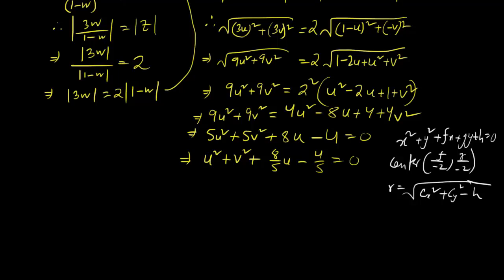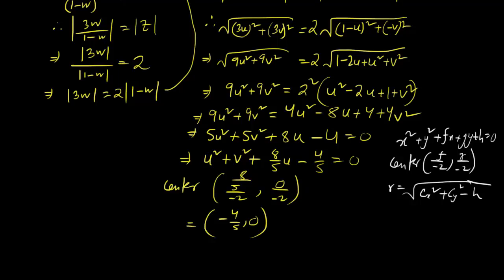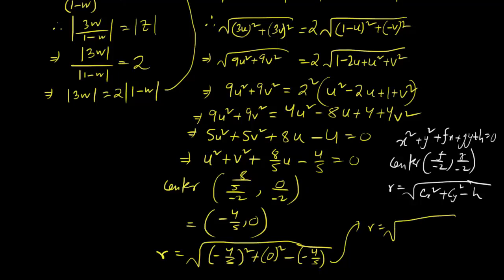So if we find the center, it is going to be 8 by 5 divided by minus 2, and there is no v term, so 0 divided by minus 2, so the center is going to be minus 4 by 5 and 0. The radius is going to be the square root of the center's x coordinate squared plus the center's y coordinate squared minus the constant. The constant is minus 4 by 5, so minus of minus 4 by 5, and that turns out to be r equals the square root of 16 by 25 plus 4 by 5.